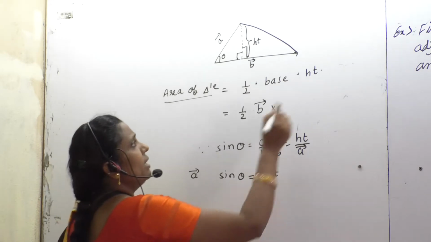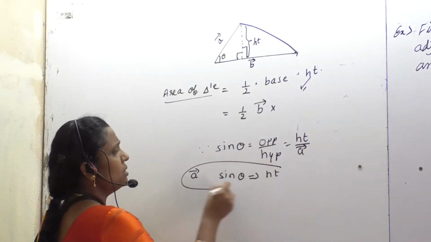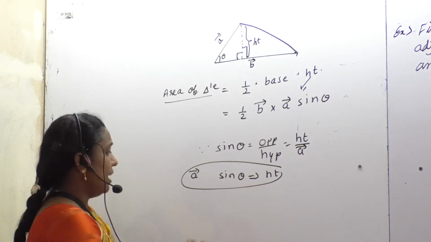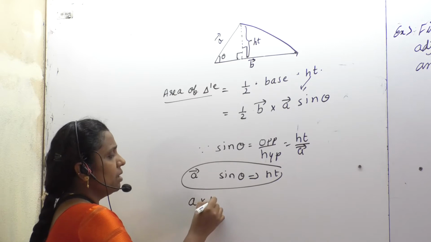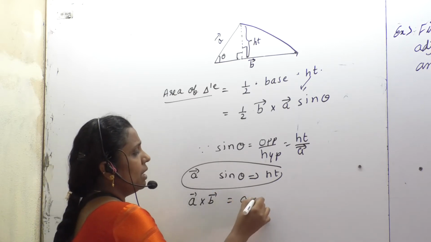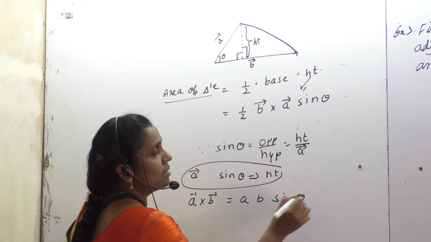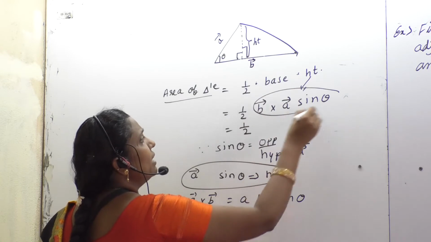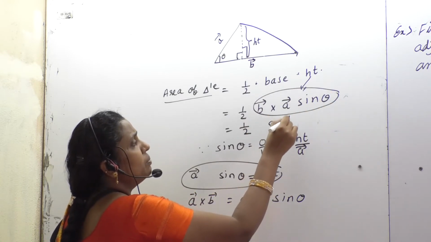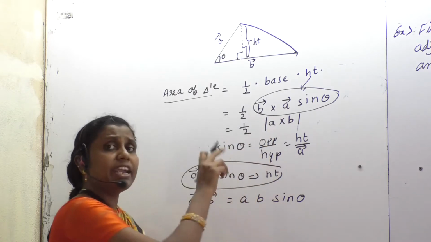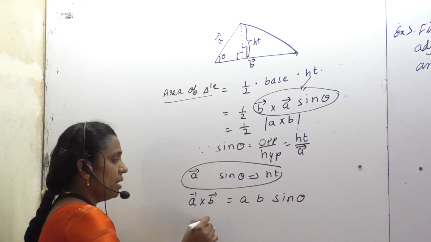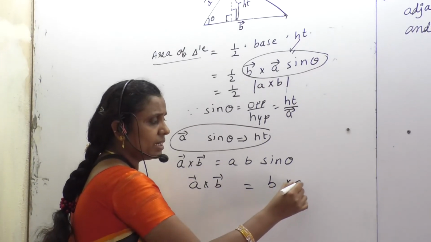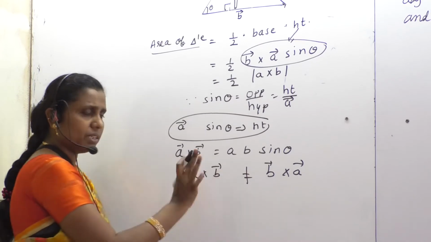Now what I will write here, in place of height, this I have to substitute, that is A sin theta. And as we know, A cross B is equal to AB sin theta. Is it not? So it is nothing but 1 by 2. Together, what I will write now? A cross B or B cross A. If you write with the modulus, this is correct. A cross B is not commutative. This already we have studied. Okay, this is true. It is not commutative.